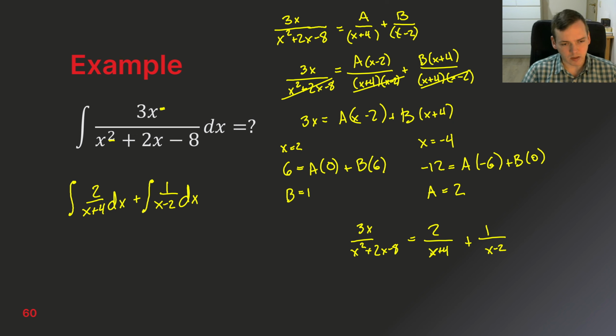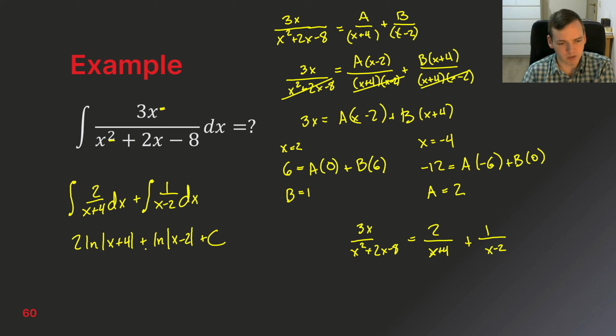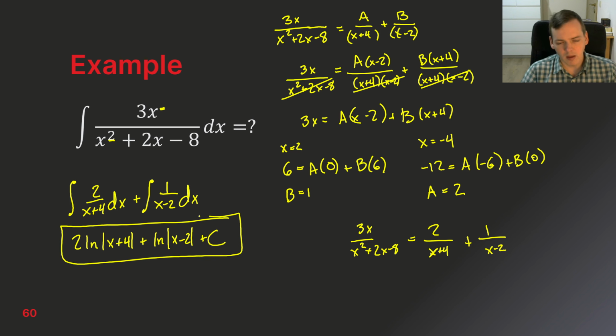And now we can start working with these a lot more easily. We know that this is going to be 2 ln absolute value of x plus 4 plus ln absolute value of x minus 2 plus c. Adding these two together, we could do some cleaning up or simplifying, but I'll just leave it as is here. And that's the idea behind integration by partial fraction decomposition. Break it up, write it as simpler integrals to work with, and then solve those simpler integrals.